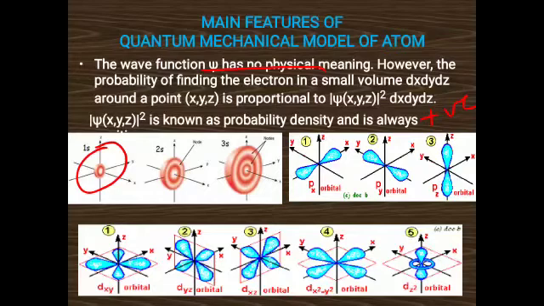The square of the wave function gives the probability density of the electron. Wave function has no physical meaning, psi has no physical meaning, but the square of the wave function gives the probability density of the electron.